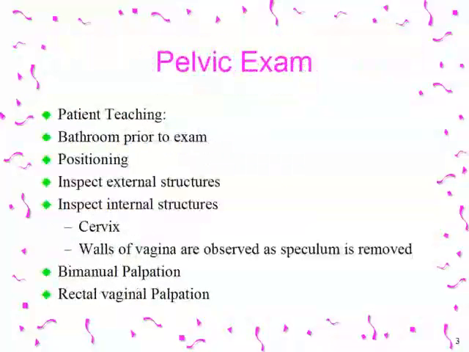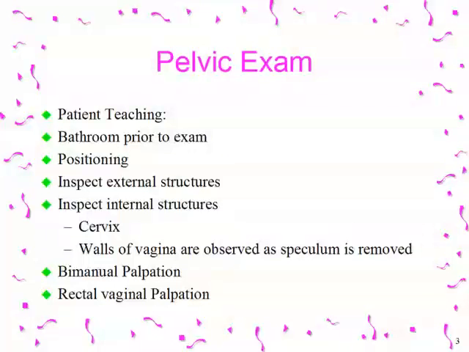The pelvic exam information to teach a patient, perhaps for the first time going through a pelvic exam, might be to use the bathroom prior to the exam and let the patient know they'll be in the lithotomy position. The external structures will be inspected as well as the internal structures, which include the cervix and the walls of the vagina. A bimanual palpation will be done, as well as a rectal vaginal palpation as part of the overall pelvic exam.